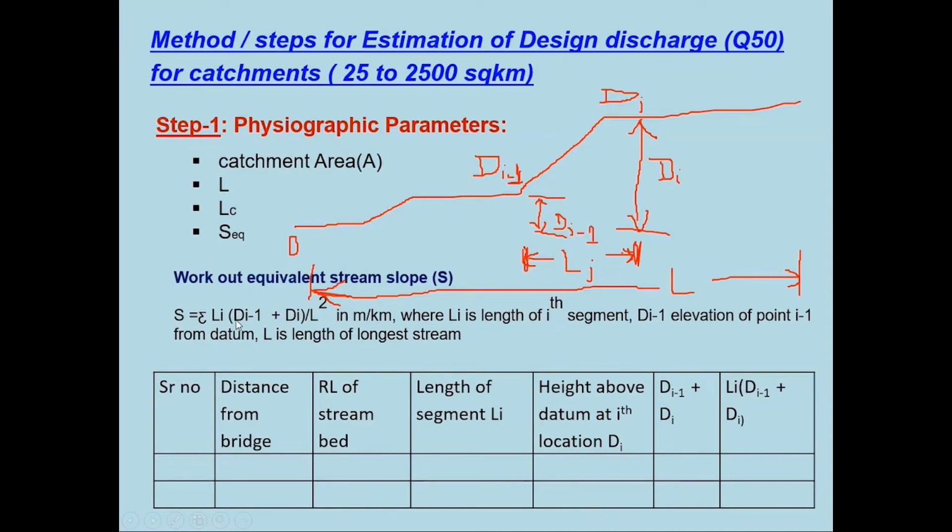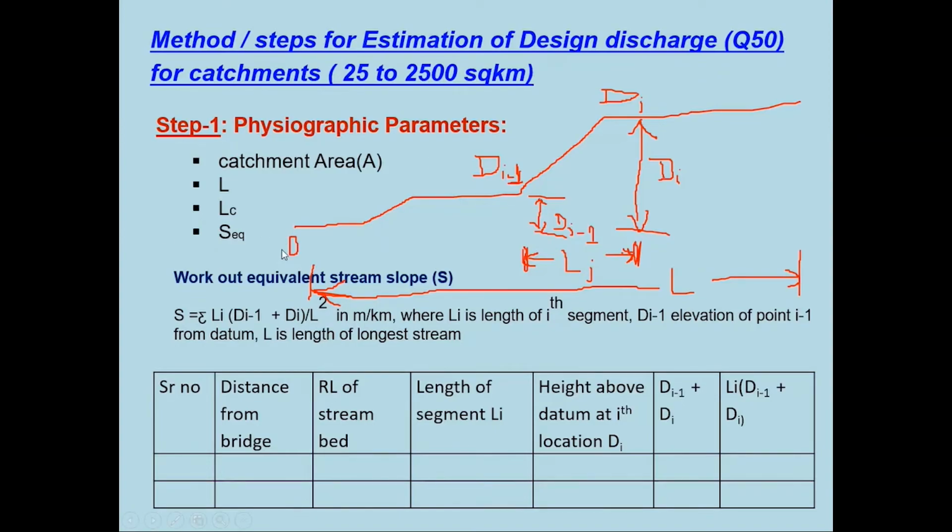the sum of Li times (di minus 1 plus di) whole divided by L square, where L is in kilometer, and Li and d are in meter. So I will explain what Li and di are. Consider, you are seeing the arrow which is moving on the computer screen. Are you able to see the arrow?